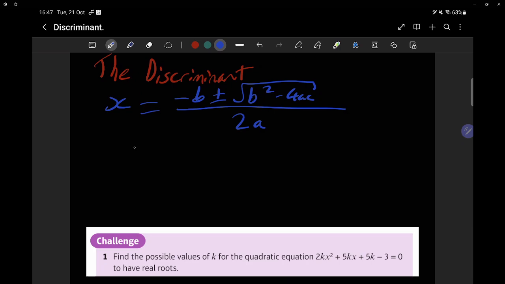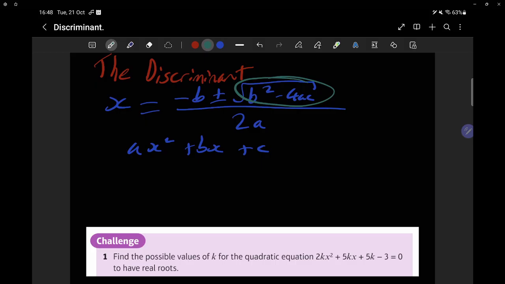With a, b and c being coefficients, where a is the coefficient of x squared, b is the coefficient of x, and c is the constant. But what is the discriminant? The discriminant is all this underneath our square root, and we can use this to try and find the real solutions or the amount of real roots in our question.